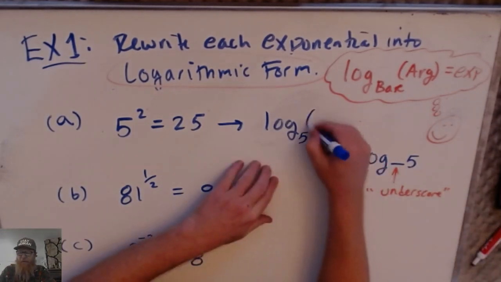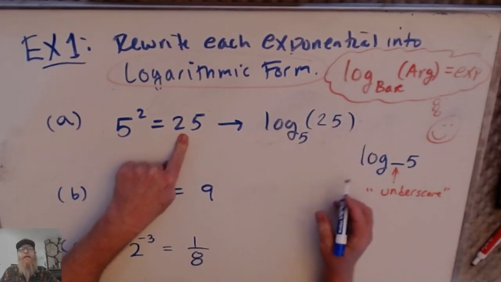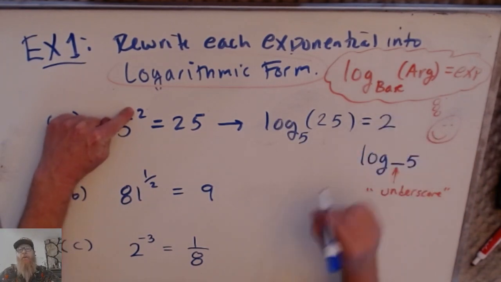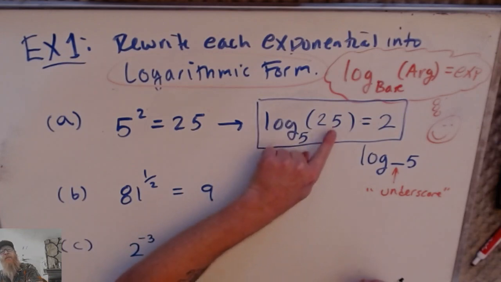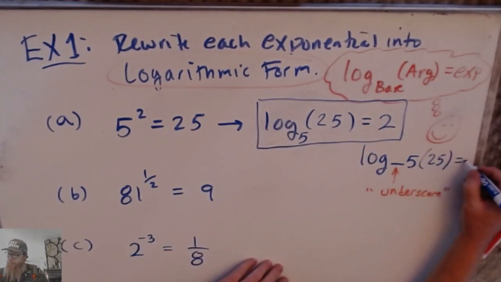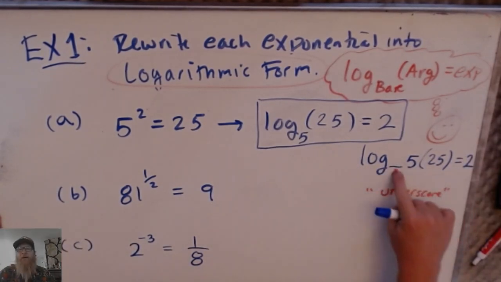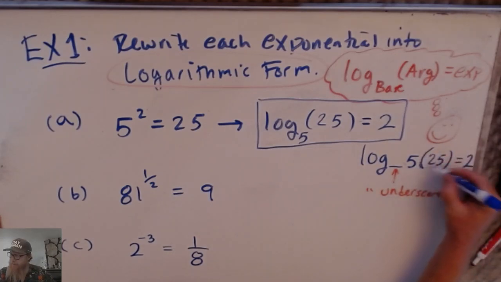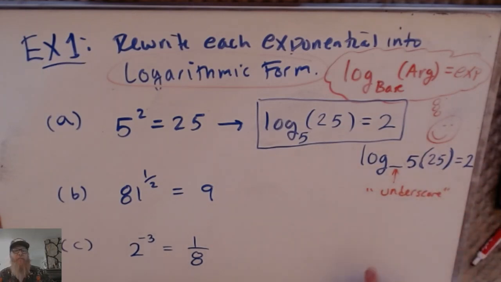Okay. Then you're going to use parentheses. Argument 25 equals the exponent. There's only one exponent, which is 2. So log base 5 of 25 is 2. On your computer, you would type it just like that. Log underscore and then 5. Make sure you put parentheses around the 25. Otherwise, the computer will think you're typing 525.